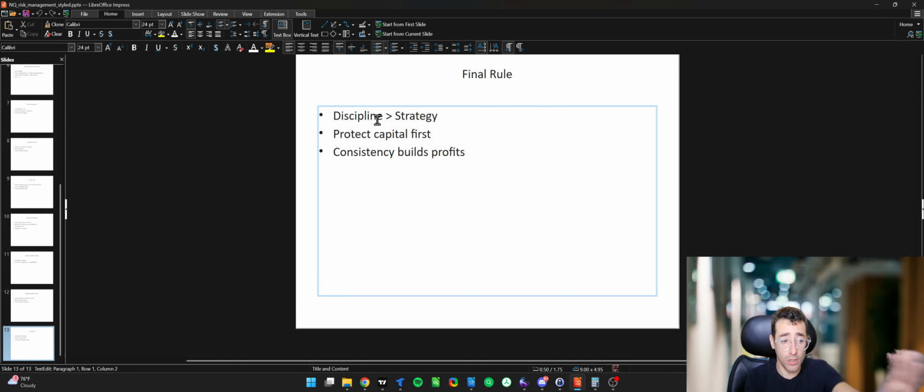follow your rules, follow your risk management, and then you'll be able to trust yourself. If you don't follow your rules, how are you ever going to be able to trust yourself? You won't be able to, and that'll really mess up your trading. So follow your discipline, follow your risk management. You'll be able to trust yourself, and over time, you'll see yourself growing your accounts. You'll see yourself getting payouts and becoming profitable.